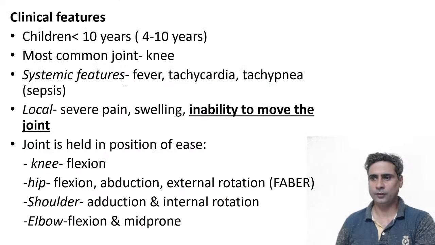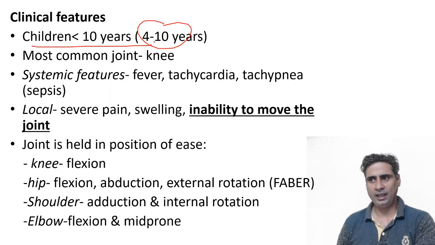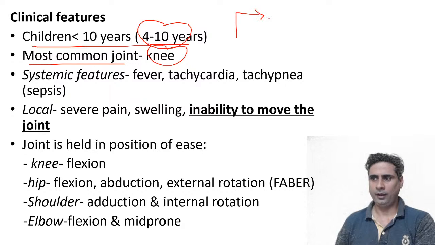Clinical features: most of the time the patient is a child between the age of 4 to 10 years, most commonly affecting the knee joint. Once again, in every pyogenic infection, there will be local symptoms and there will be systemic symptoms.